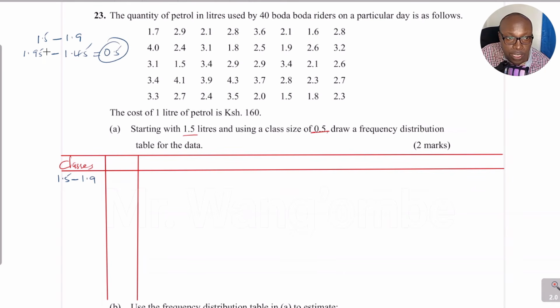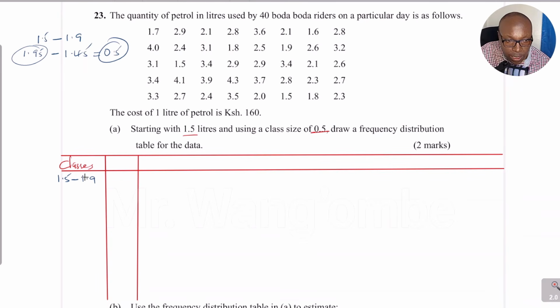So you simply take the upper class boundary, and you get the upper class boundary by taking the upper class limit 1.9, add 0.05. Then the lower class boundary, you take the lower class limit, that is 1.5, subtract 0.05. So that is how you're supposed to do it.